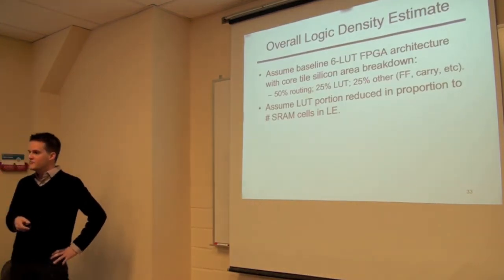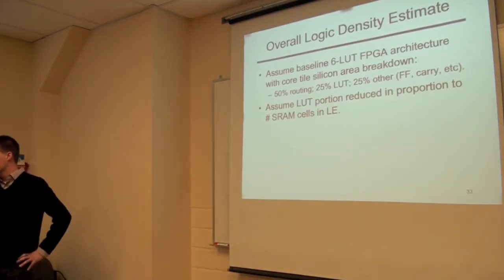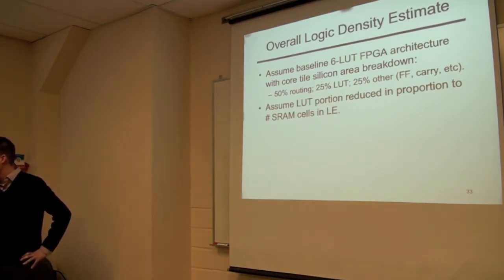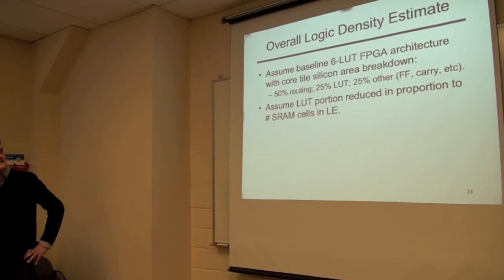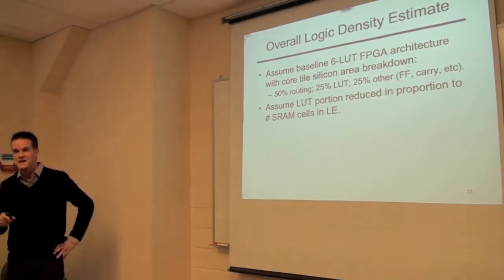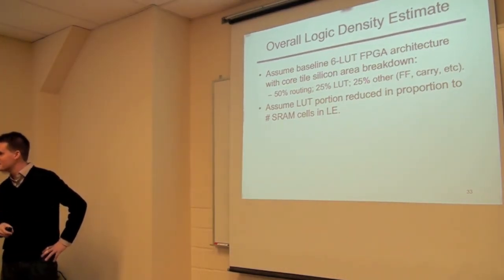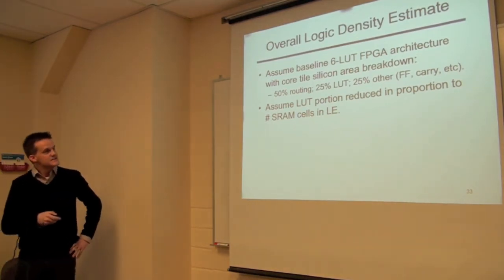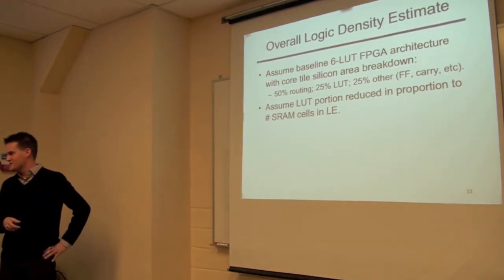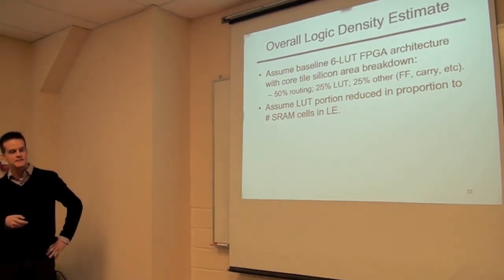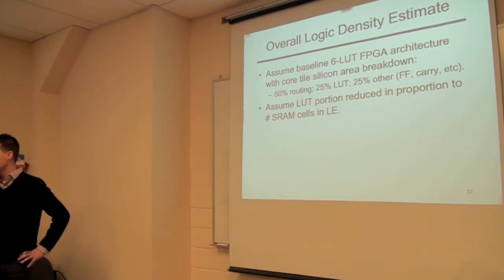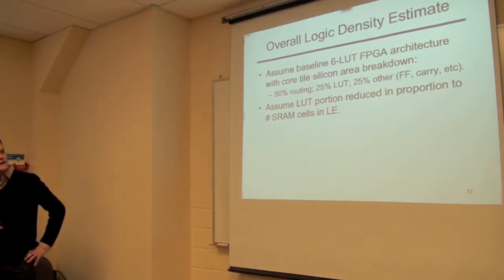So far I've been talking about number of logic elements and depth. I haven't said anything about silicon area and actual logic density in silicon. We tried to make a back-of-the-envelope calculation of logic density in silicon, and again, this is back of the envelope. I may face a lot of bullets afterwards for this result, but that's fine. So if you assume that in a 6 LUT based FPGA, the LUT is 25% of a tile, interconnect is 50% of a tile, and flip-flops, carry and other circuitry is 25% of a tile.